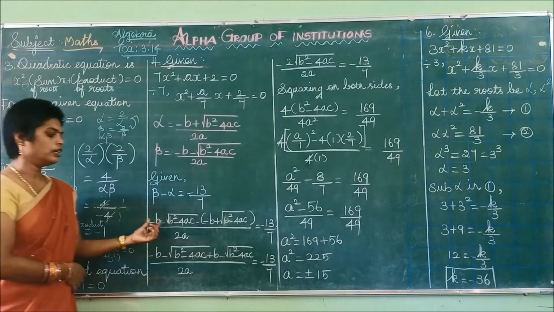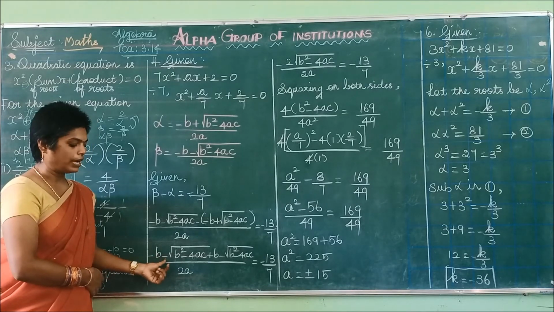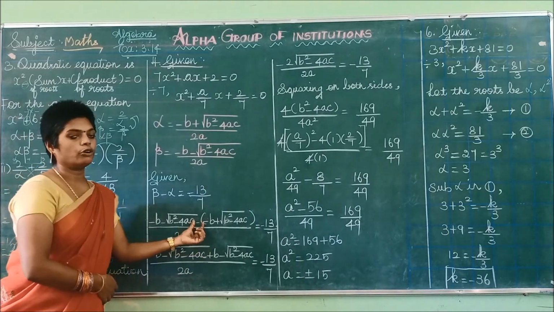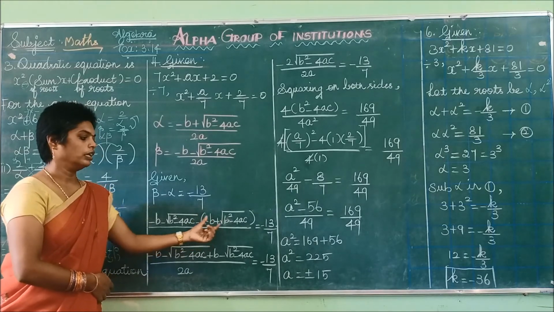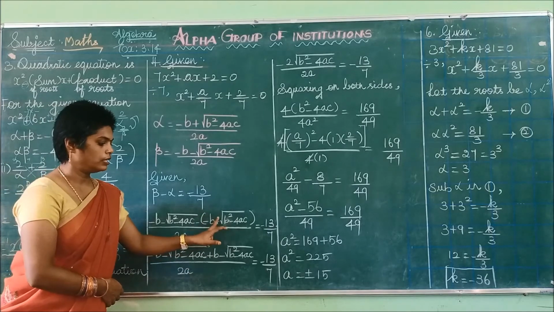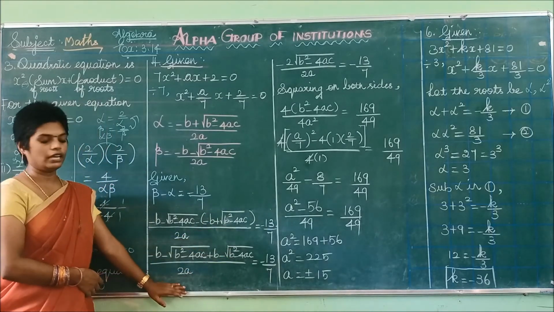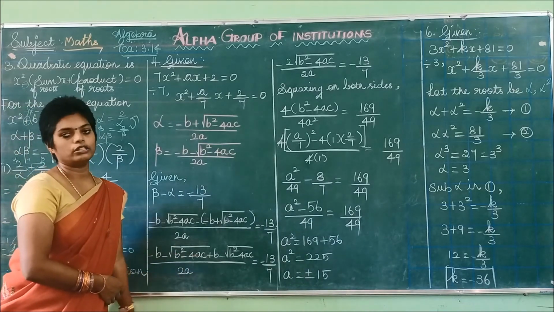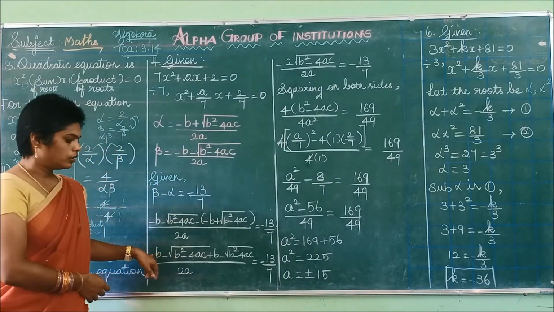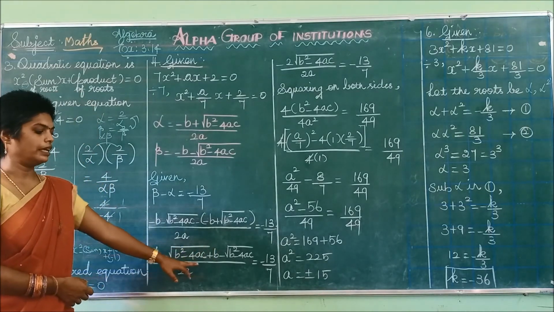So listen here, this first term can be written as it is, minus b minus square root of b square minus 4ac. Next term, how to multiply that minus to the other two terms. Minus into minus is plus b. Minus into plus is minus square root of b square minus 4ac, divided by 2a, which is equal to minus 13 by 7. Now listen to this part. This minus b and plus b get cancelled.